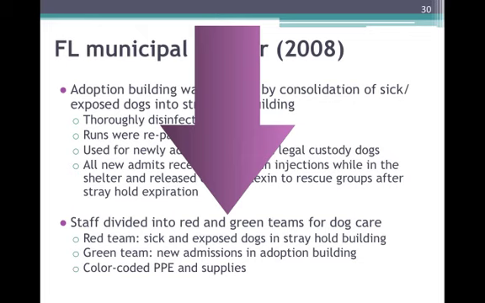For this particular outbreak, she had a red team and a green team. The stray hold building with sick exposed dogs was the red building or red zone, and the adoption building with newly admitted clean dogs was the green zone. So the respective color-coded staff were only allowed to work in the matching color zone. And they had to wear full PPE, boots, Tyvek, gloves, and they had color swatches on their Tyvek so that if people in the red zone saw a green person running around, they would report them.